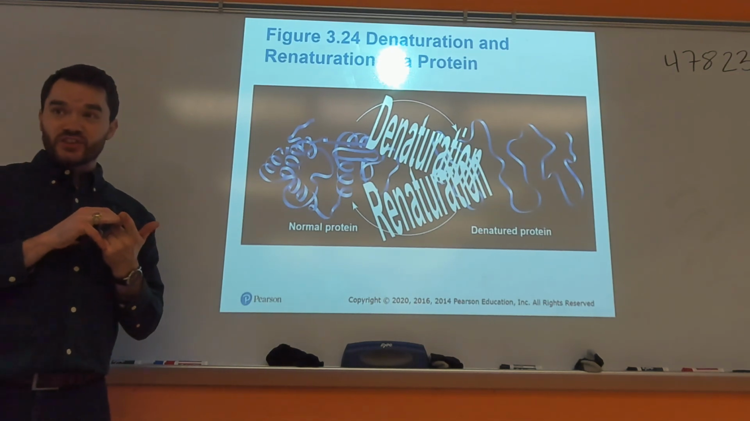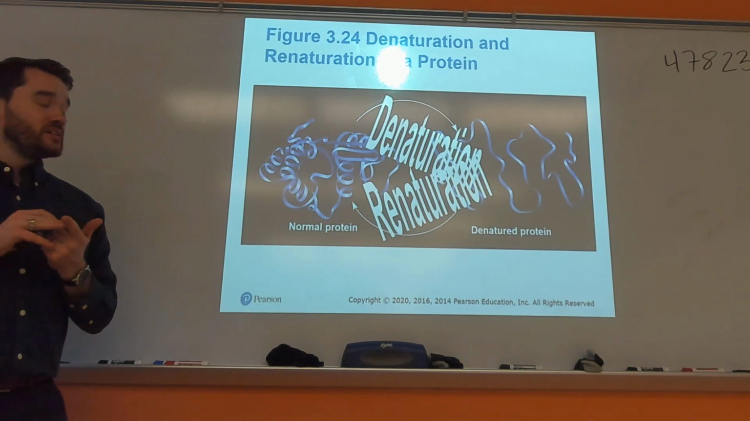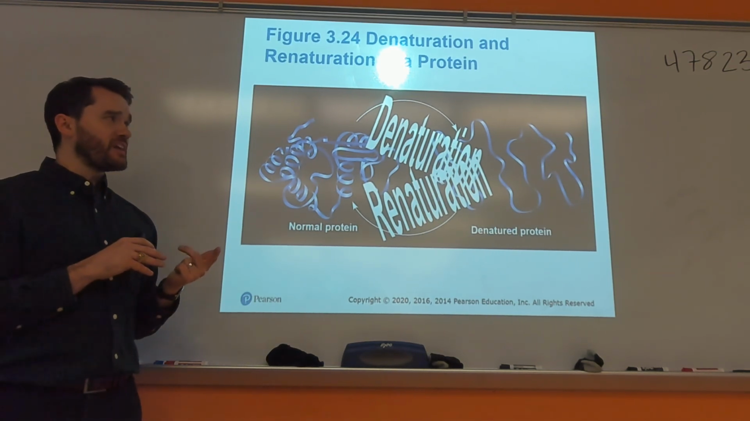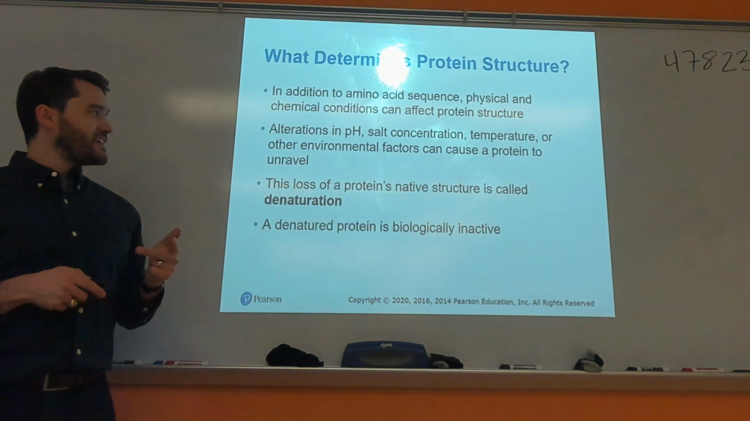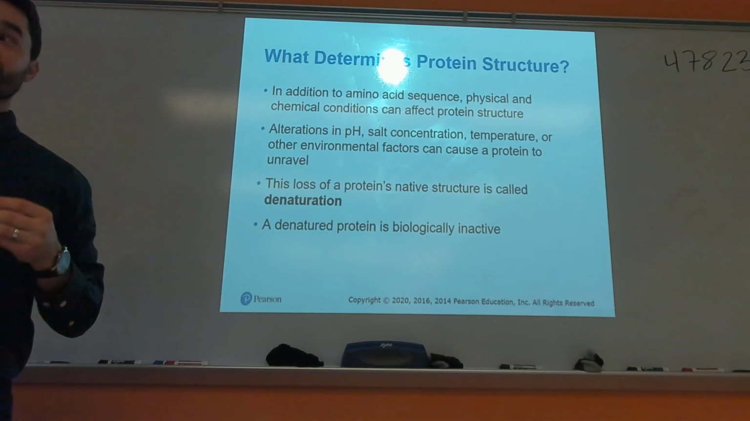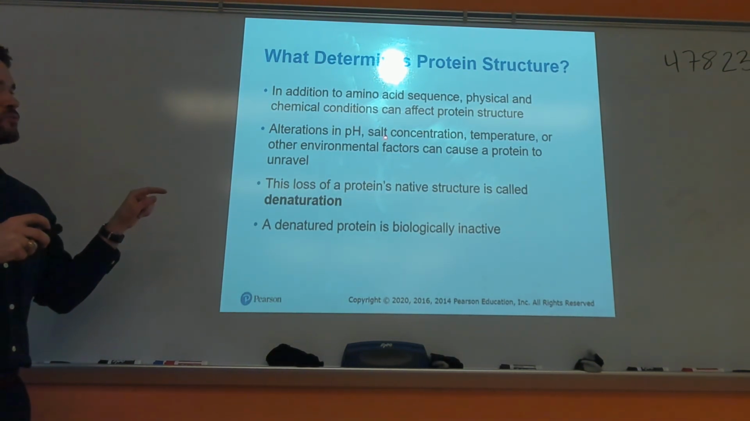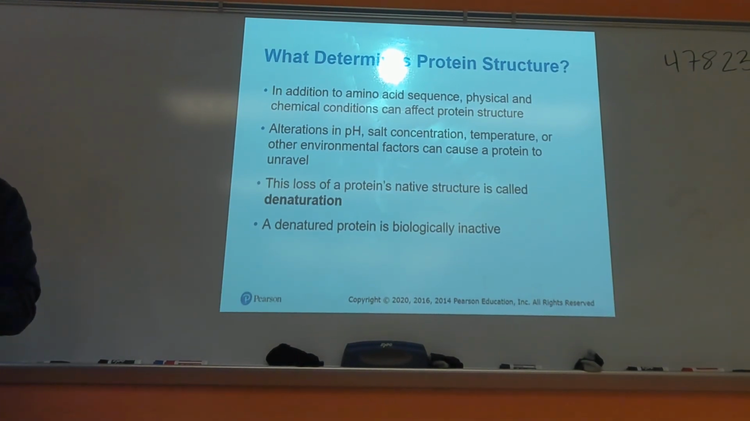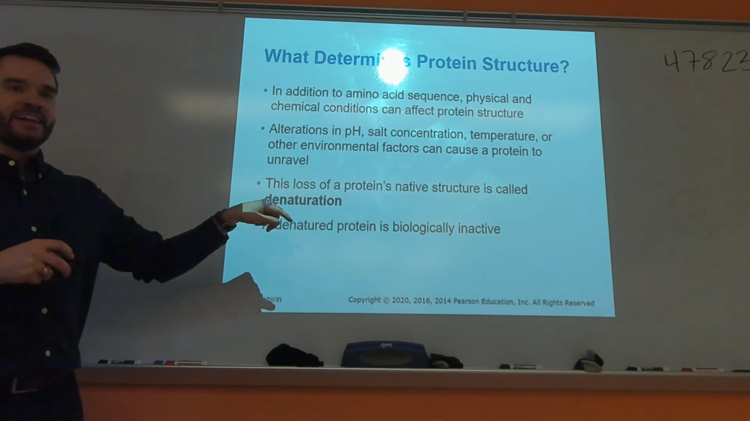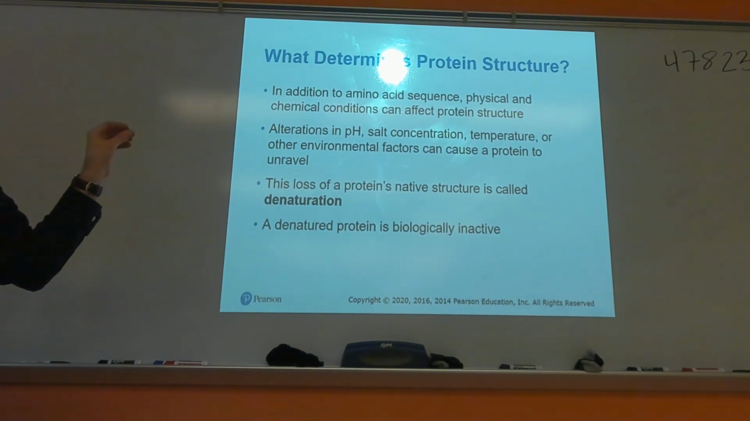pH, so the hydrogen ion content. Your cells want to be right around a pH of 7. Temperature, pH. I'm forgetting one of the other ones. Salt concentration, right? Don't want to get too salty. But yeah, those are your 3 main ones you want to know that cause protein denaturation. So there you go. And to be clear, a denatured protein is biologically inactive, meaning it doesn't work properly. Okay. Questions on any of that?